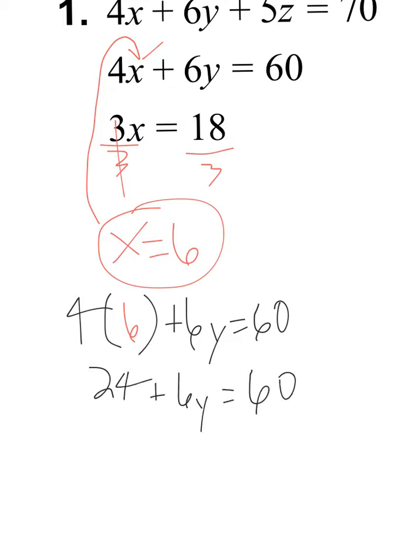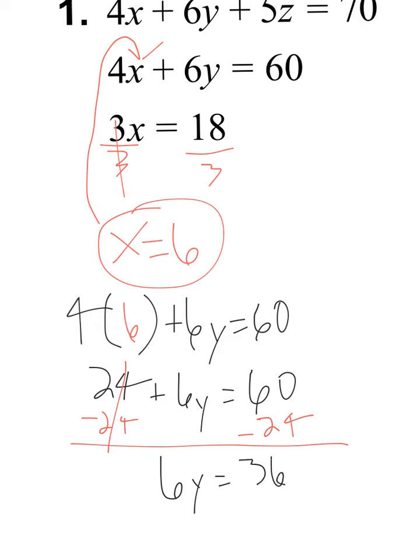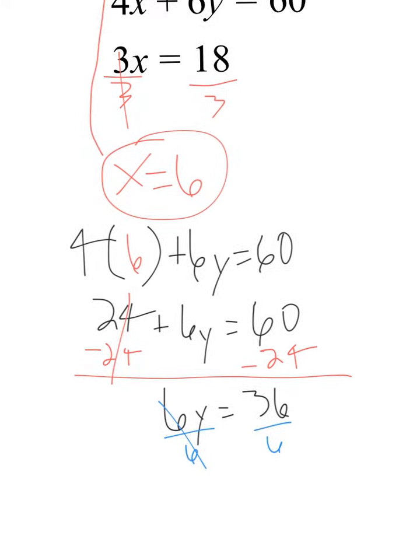That means I have to minus the 24 over, and 60 minus 24 is 36. And 36 divided by 6 is y. See how I separated that number by the letter by dividing? Now if it's just adding or subtracting, of course you just do the opposite, right? So it's positive 24, that's why I minus the 24. But anyway, 36 divided by 6 makes y equal to 6.